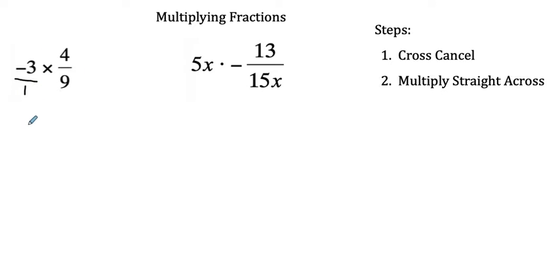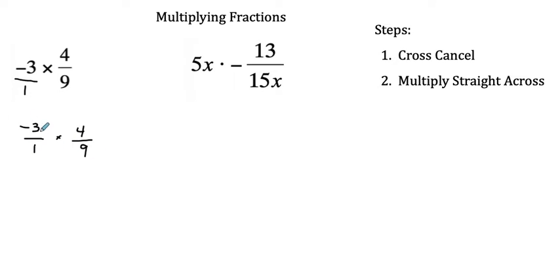So I'm going to rewrite this fraction, and I'm going to keep the signs with my numerator if I have a sign on a fraction. So I have -3 over 1 times +4 over 9. So the second thing that I'm going to do is look and see if there's any factors anywhere on the numerator or numerators that can simplify with any factors on the denominator.